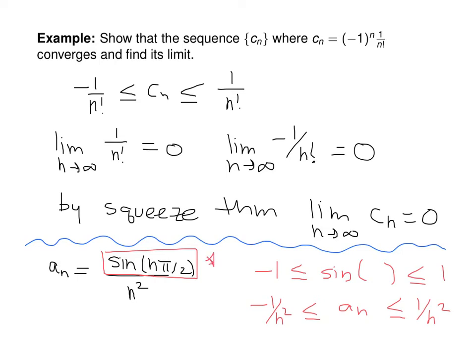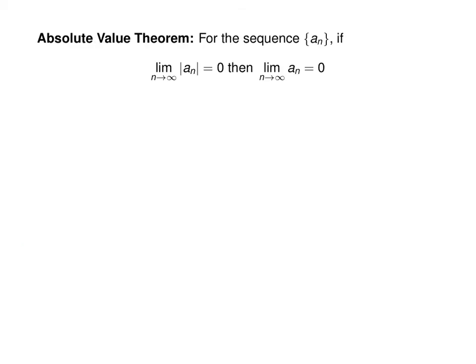So it's just useful to know that you use sine's boundedness to determine what the lower and upper sequences are that sort of fence in the sequence that you're given. We can also use the squeeze theorem to prove the absolute value theorem. If you have a sequence a sub n and the limit of the absolute value equals 0, then the limit of the regular sequence is also 0.